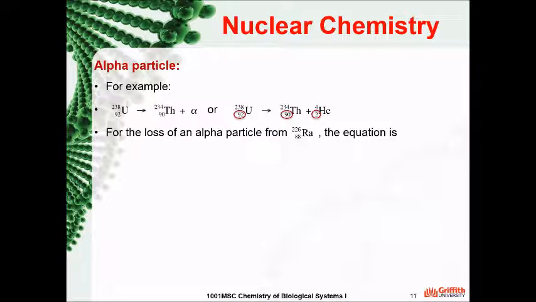Let's see another example. Radium emitted an alpha particle and produced radon. The nuclear equation can be written as such.